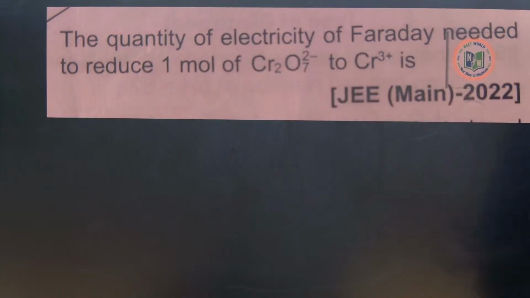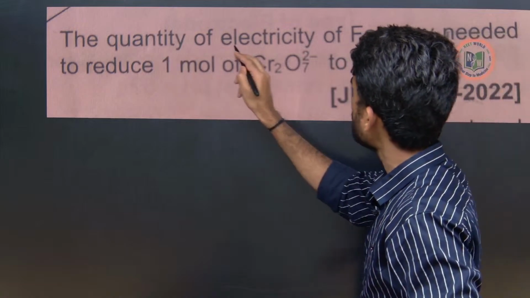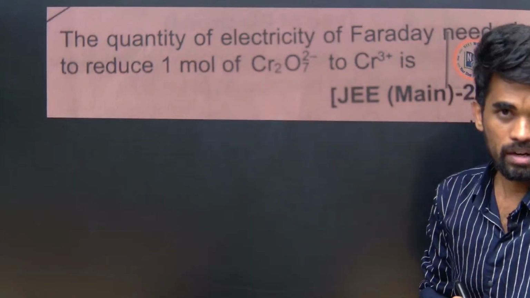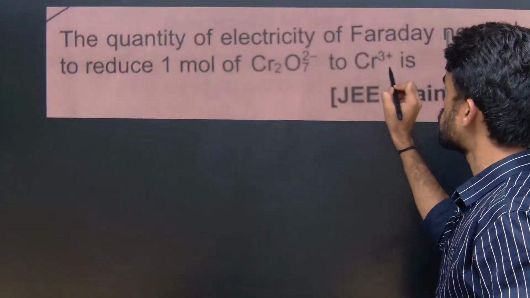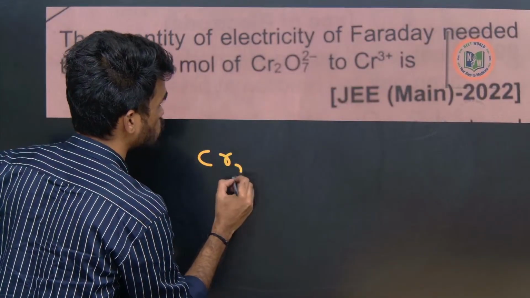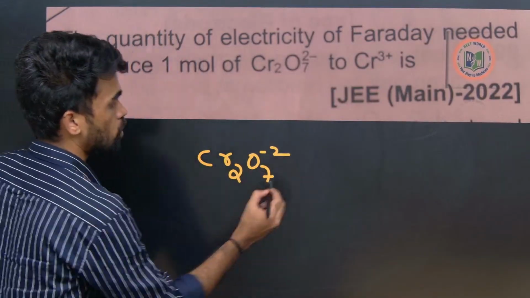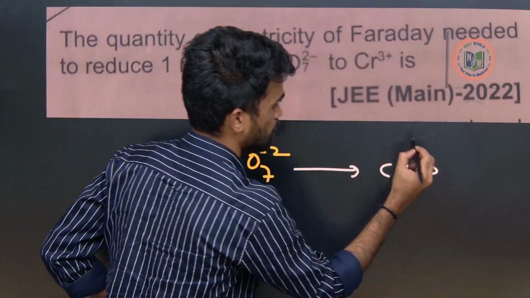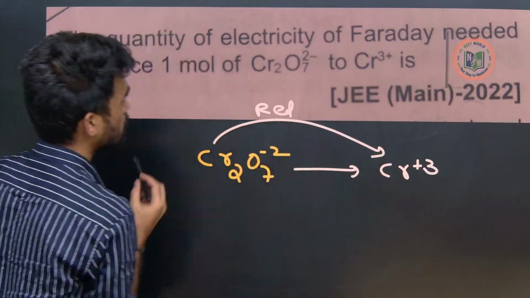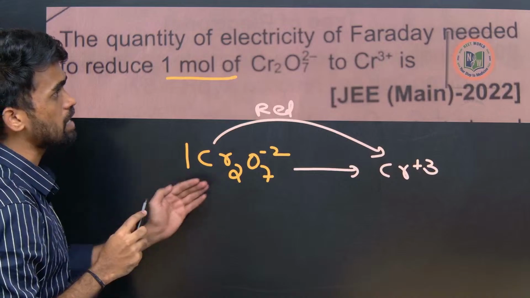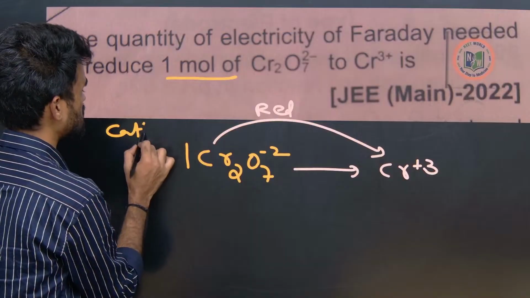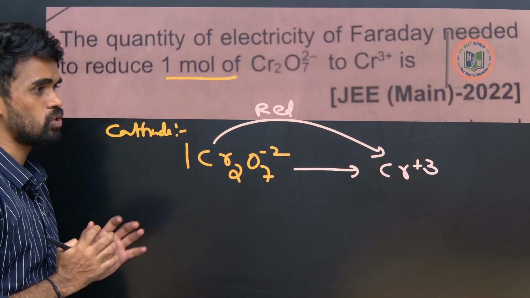JEE Mains 2021. The question says: the quantity of electricity in Faraday needed to reduce 1 mole of dichromate, Cr2O7 2-, to chromium +3 ion. So Cr2O7 2- is given, and this will be converting into Cr +3. So what is this process? This is reduction, right? 1 mole of this dichromate has to undergo reduction like this. Reduction happens at the cathode. This is extra information I am just writing here. At the cathode these things take place, right?